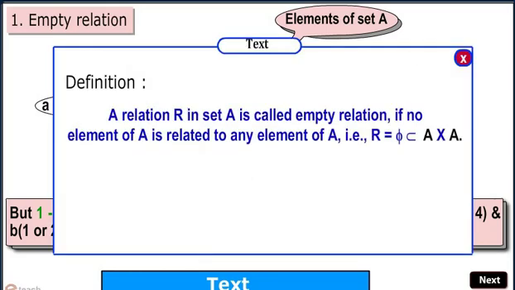What is an empty relation? A relation R in set A is called empty relation if no element of A is related to any element of A. That is, R equals phi, where phi is the subset of the Cartesian product A into A.